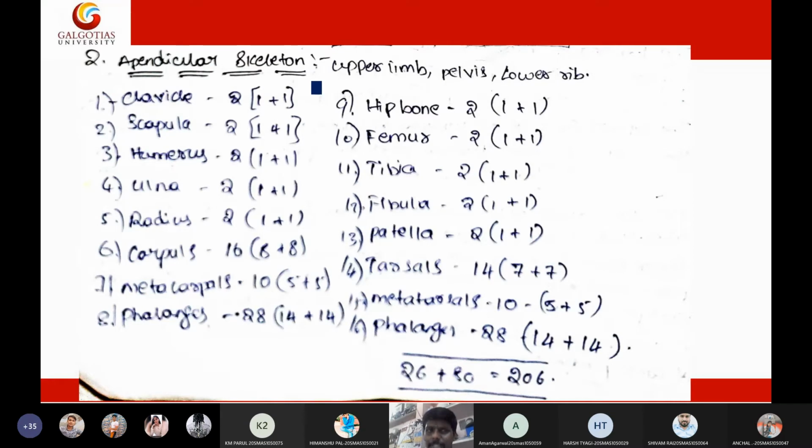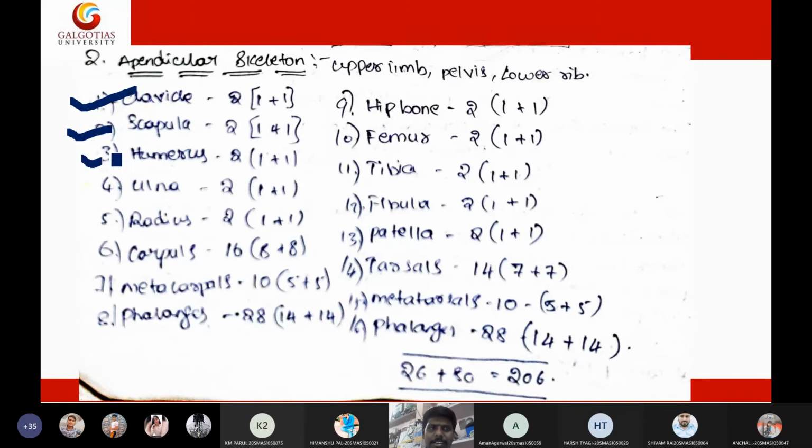Next, coming to the appendicular skeleton. In the appendicular skeleton, you have the clavicle, which is the top one. On the top you will see the clavicle. We have 2 clavicles. Then we have scapula. Where is the scapula present? Can anyone say the location of the scapula? On the backside of your hand, you will see 1 bone that is called scapula. So we have 2 scapula.